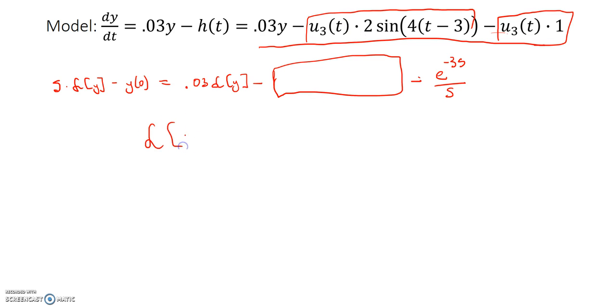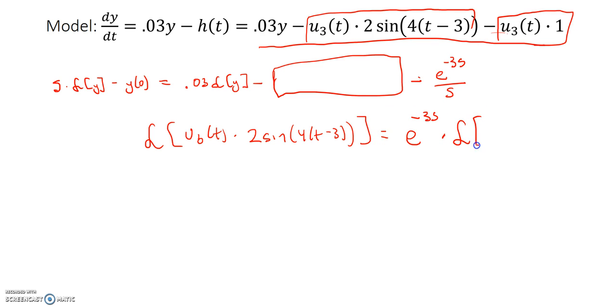I'm going to say the Laplace of u sub 3 of t times 2 sine of 4 times quantity t minus 3, the Laplace of that whole thing. Okay, well that's going to equal e to the negative as, which is e to the negative 3s, times the Laplace of the function unshifted. In this case, we're calling that h of t.